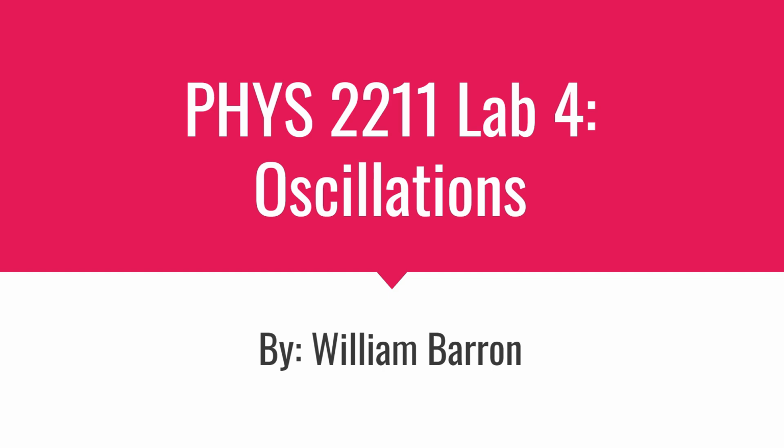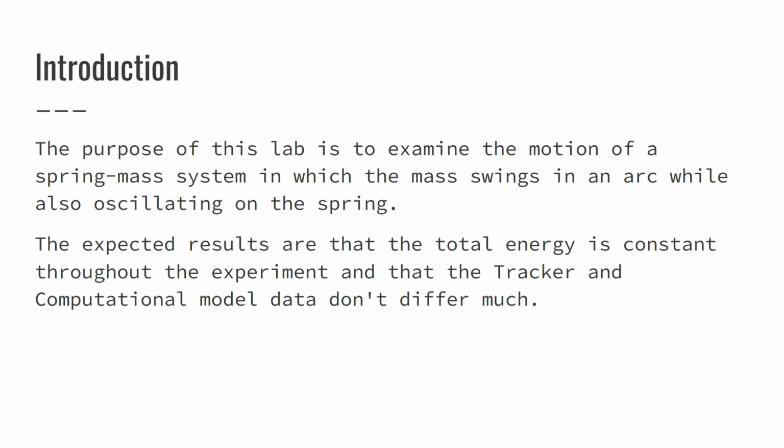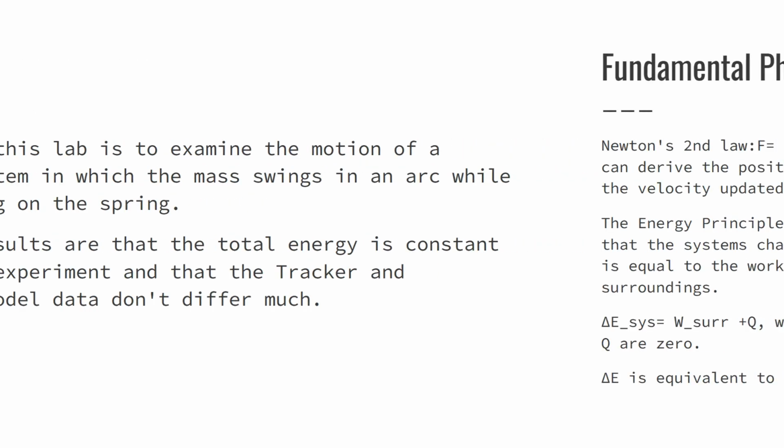This is Physics 2211, Lab 4, Oscillations by William Barron. The purpose of this lab is to examine the motion of a spring mass system in which the spring mass swings in an arc while also oscillating on the spring. The expected results are that the total energy is constant throughout the experiment and that the tracker data and computational model data don't differ too much.